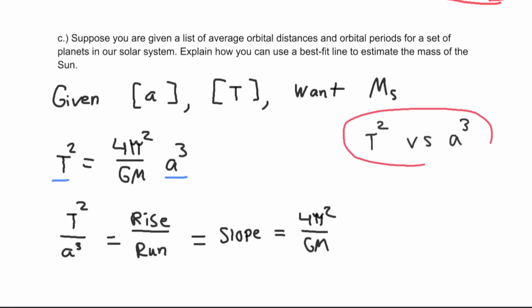or anything like that. So notice I could have done any sort of exponent I wanted to this expression and it'll work out. You just get a different slope. So you could have graphed A cubed versus T squared. You could have graphed T versus A to the 3 halves. You could have graphed A versus T to the 2/3. Any of those works.